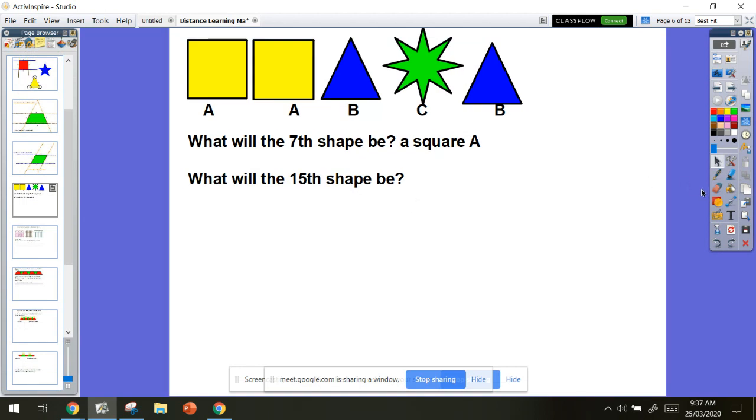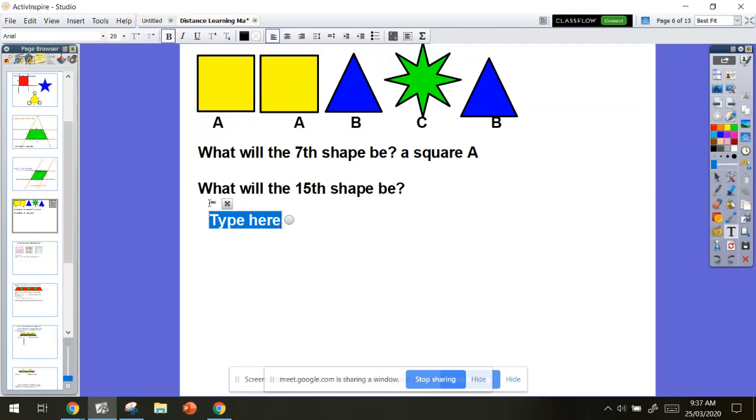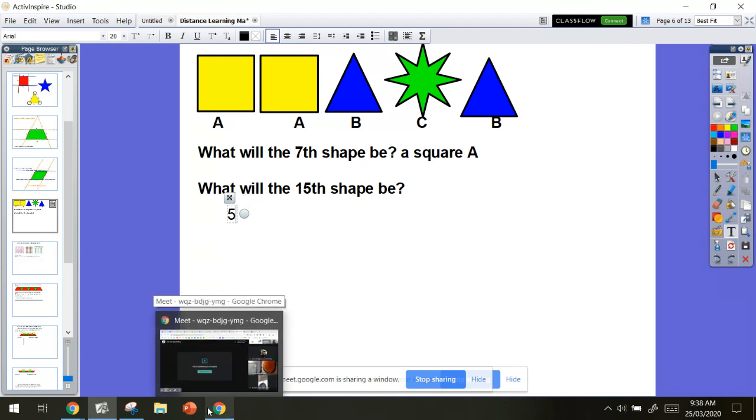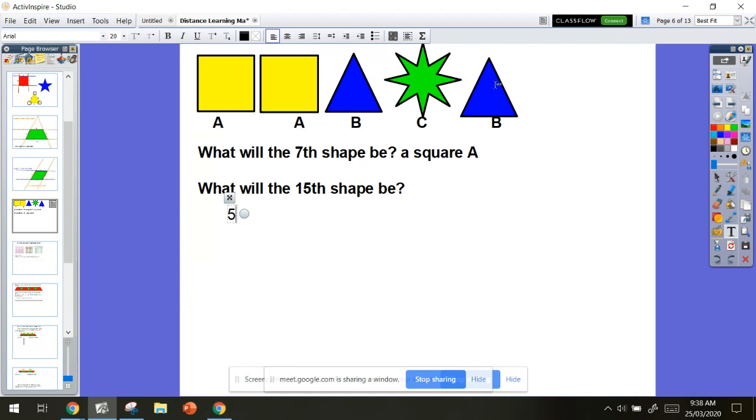What about the 15th shape? What is my equation going to be for that? Wait. Hold on. I want Tiger. What's my equation going to be? Tiger, you still there? Yes. Okay, so we have 5, and I'm trying to get to 15. So what do I need to do? 5 times 3.